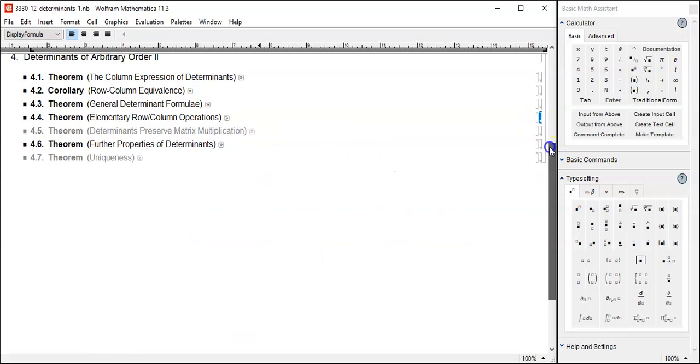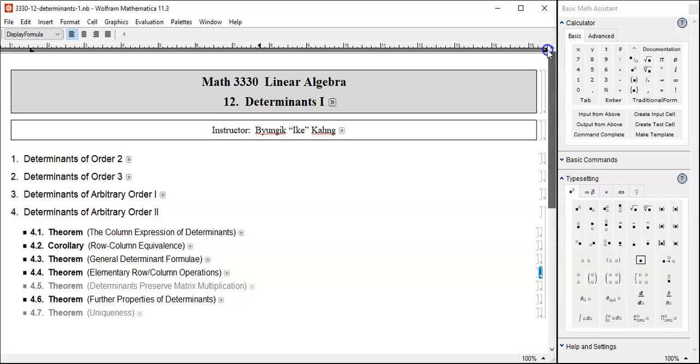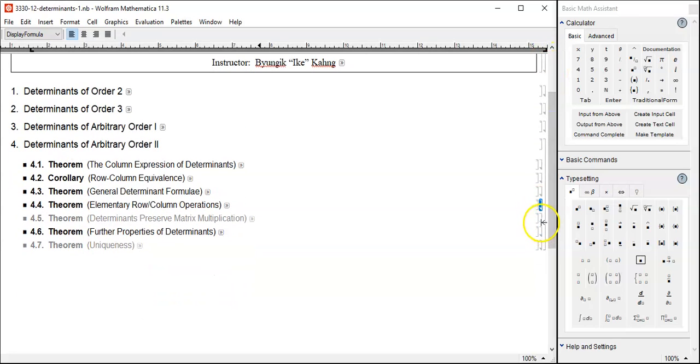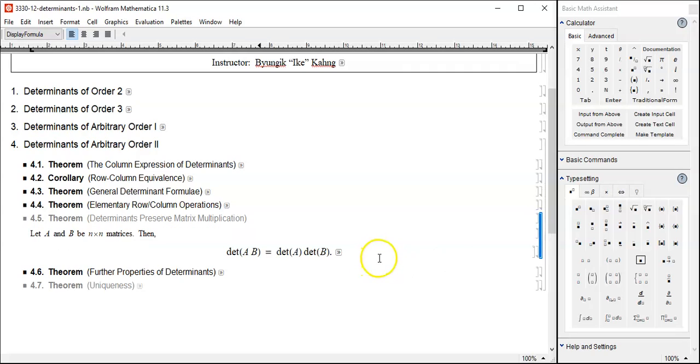Now, how do we use these elementary row and column operations? Are they really important? Actually, we're going to be using that to prove this, and this is going to be rough. Product of two matrices equal to product of two determinants. Okay, the proof is postponed.